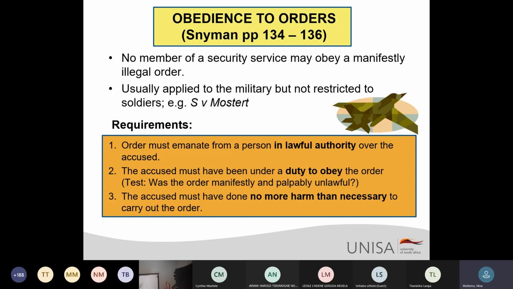And if it was, then you don't have a duty to obey that order. The accused must not have done more harm than necessary to carry out the order. Again, like we had in the Morstead case, Morstead was just ordered to go and fetch the person. He was not ordered to assault the person and swear at the person in order to force the person to come to the office. So there's no more harm than necessary.